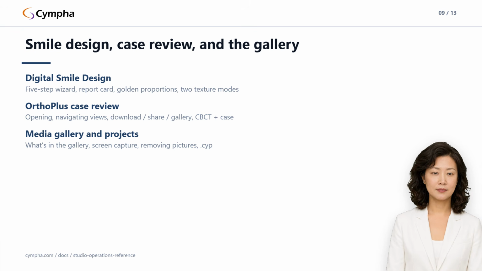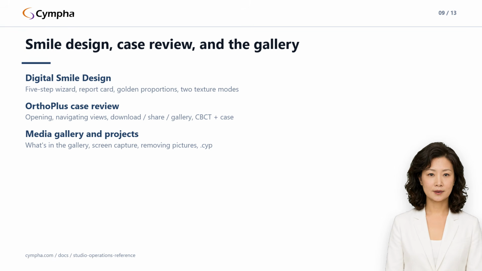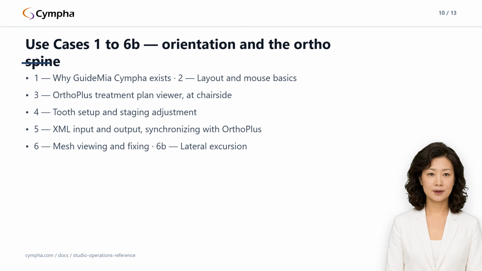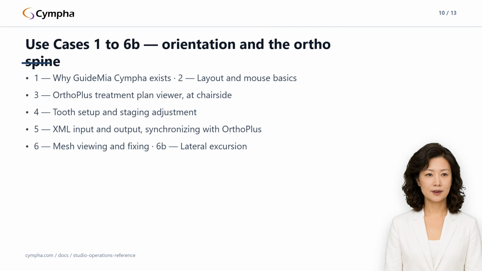2. The Cympha layout and mouse basics, a guided tour for someone who has never opened Studio before. Then the ortho spine. 3. The OrthoPlus treatment plan viewer, opening a plan and walking through it step by step at chairside. 4. Tooth setup and staging adjustment, described as the day-to-day designer task, tweaking the staging grid until it matches the protocol. 5. XML input and output, synchronizing with Guide Mia OrthoPlus, exporting a tooth position file from Studio and re-importing one from the desktop planner, and this is the file format AlignerBot rejections are written in.